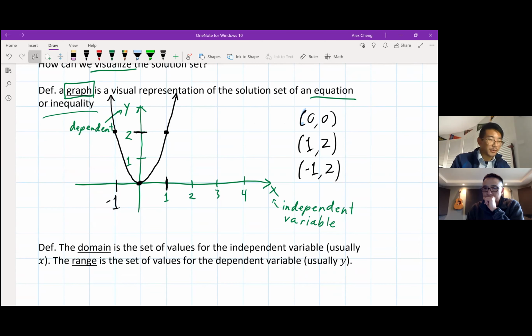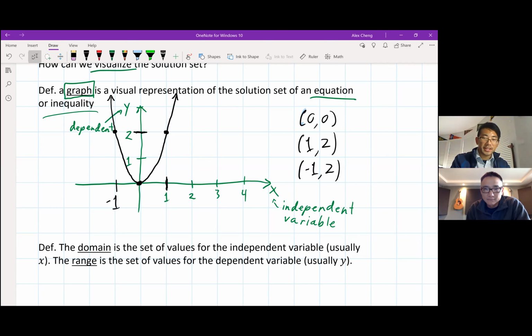Mr. Chu, you want to help us out with what our domain and range mean? Well, let's see. You want me to just read it, I guess? I mean, it's right there, right? Okay. The domain is a set of values for the independent variable, usually x, and the range is a set of values for the dependent variable, usually y. And so we can see, given the graph, you can actually determine what the domain and range are.